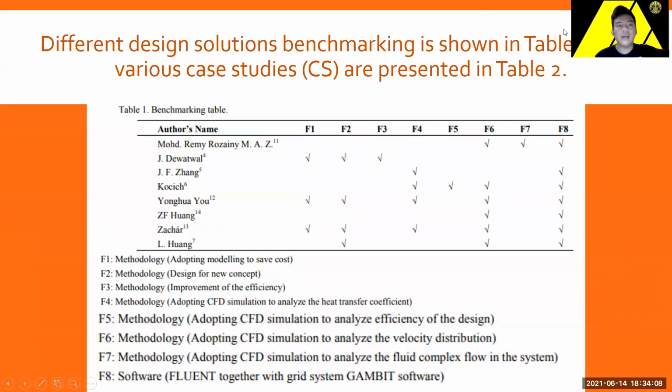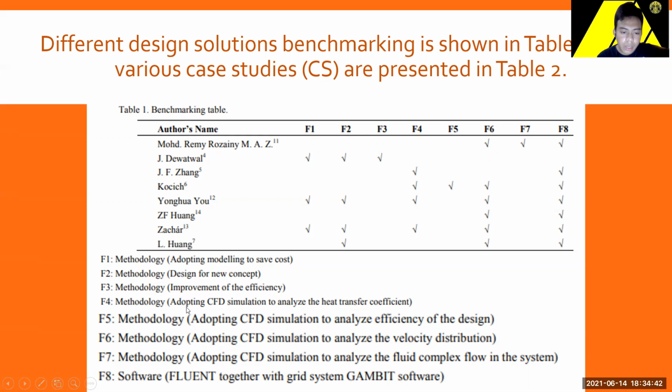So this is the different design solutions benchmarking that is shown in Table 1, while the various case studies are presented in Table 2. So this is the author's name, and this is the method that they are using. For F1, the methodology is adapting modeling to save cost. For F2, the methodology is designed for a new concept. Next one is improvement of the efficiency.